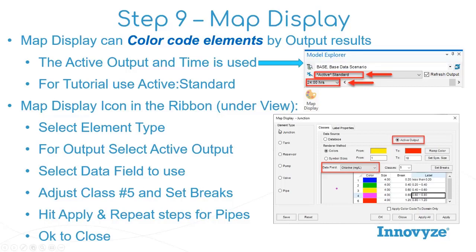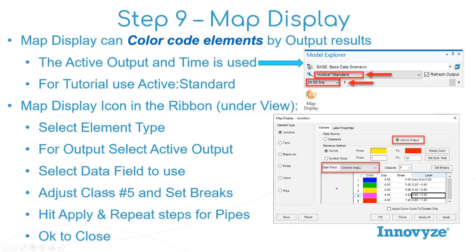So first of all, you're going to need to choose which element type you wish to color code. In the tutorial, we're going to do both junctions as well as pipes based on their active output. Then you need to choose which source, input or output. For the tutorial, we're going to choose active output. And then you select the data field. That's this box right here. Which data field do you want me to color code by? In this case, we're going to choose chlorine, the water quality output data.